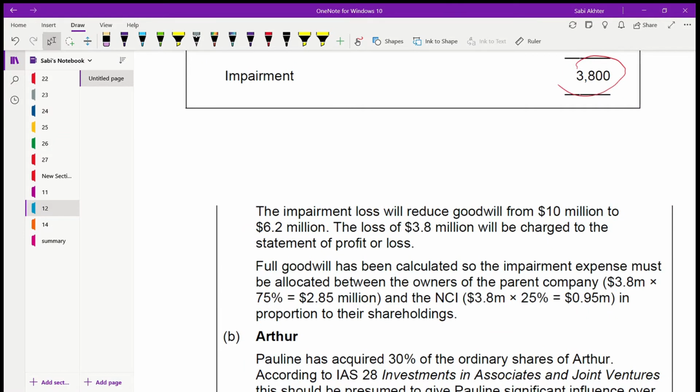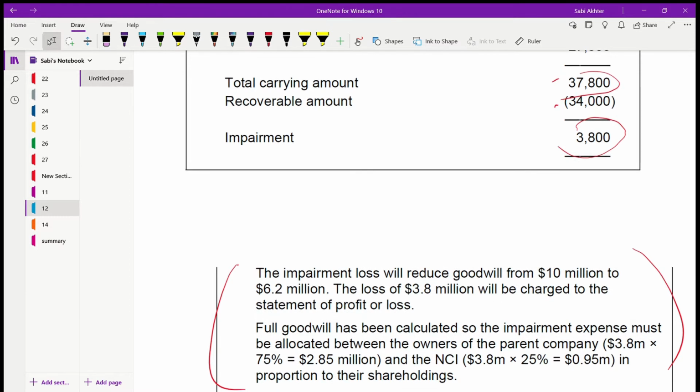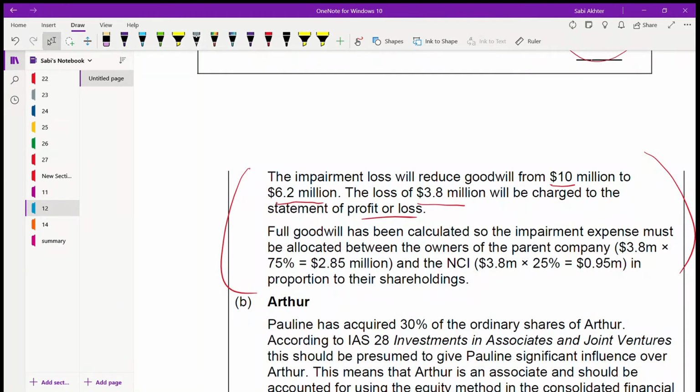After you are doing the impairment, don't forget to write this paragraph. Even in your main answer also, SBR, it's very much needed, because you have to allocate this among the group and the NCI. Because the impairment loss is 3.8, it will reduce the goodwill from 10 million to 6.2. And this loss will be charged in the profit and loss. 75% of that impairment loss, which is 3.8, will go to the parent and 25% will go to NCI.